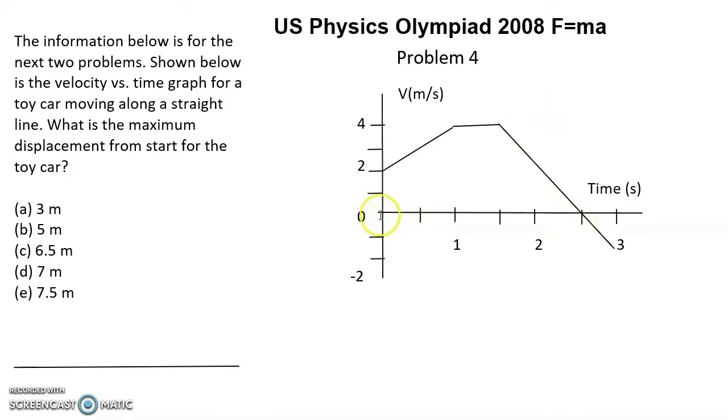Let's count it. From 0 to 1, the velocity goes from 2 to 4, so half of the sum, the average, is 3. So it's a total of 3 here. From 1 to 1 and a half, we have 0.5 multiplied by 4, which is 2. So here we have 3 and here we have 2. Total is 5. And last is the triangle from 1.5 to 2.5. The base is 1 and the height is 4, so the total area for this triangle is 2. So the total is 3 plus 2 plus 2, which is 7. The correct answer is D, 7 meters.